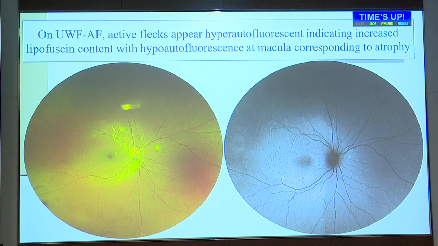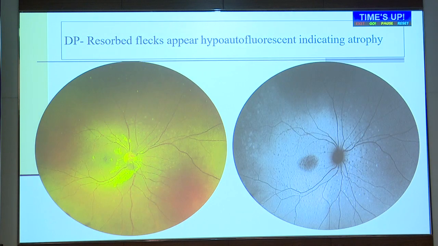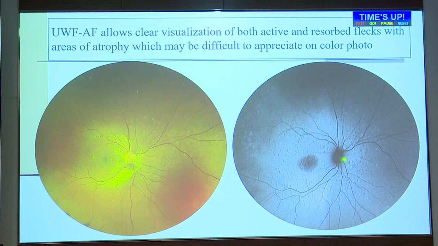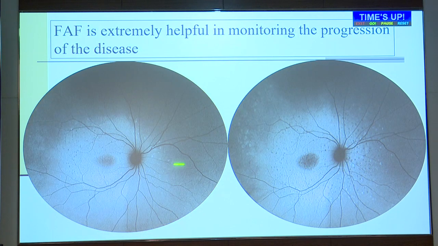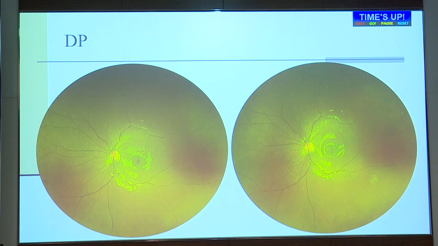You can also look at these flecks here, which are part and parcel of Stargardt's disease. And if you notice, over a period of time, these flecks have turned black. So it's helpful in monitoring of Stargardt's disease, where the active flecks are white and the older flecks, as time goes by, turn atrophic. You can also see the zone of hypoautofluorescence increasing here.